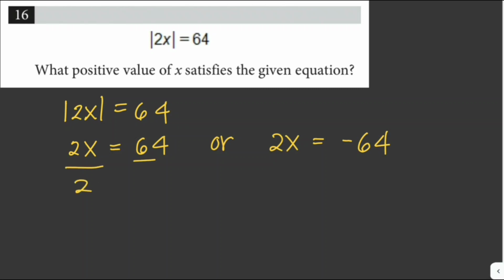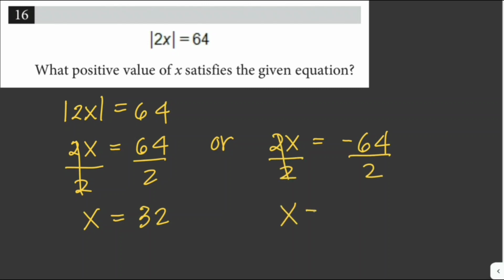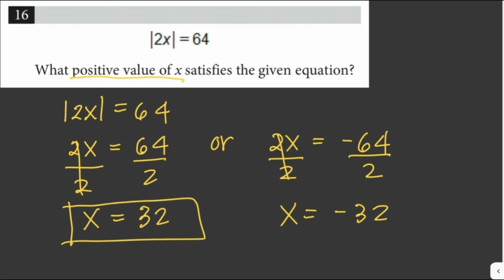Then solving for x, we divide both sides by 2. So x here is 32. And for the other one, we divide both sides by 2, and x here is negative 32. But we are asked for the positive value of x. Therefore, the answer here is positive 32.